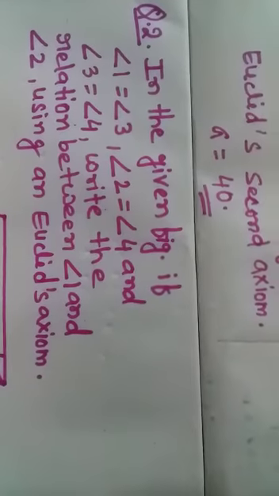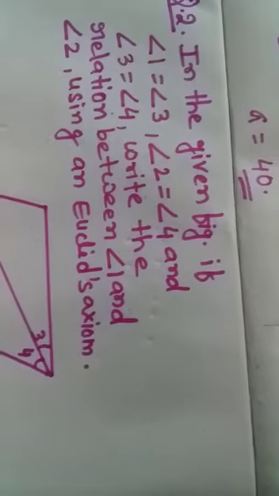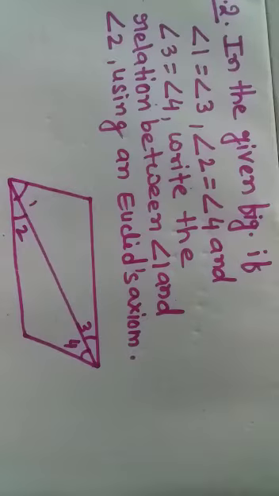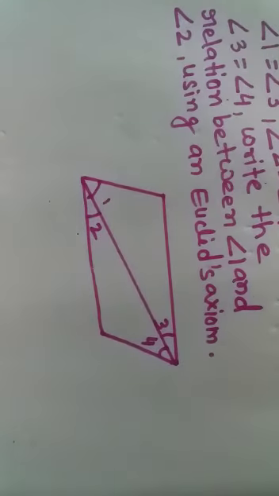Similarly, see our second question. In the given figure, if angle 1 is equal to angle 3, angle 2 is equal to angle 4 and angle 3 is equal to angle 4, write the relation between angle 1 and angle 2 using an Euclid's axiom. Here it is given to us angle 1 is equal to angle 3, angle 2 is equal to angle 4 and angle 3 is equal to angle 4.